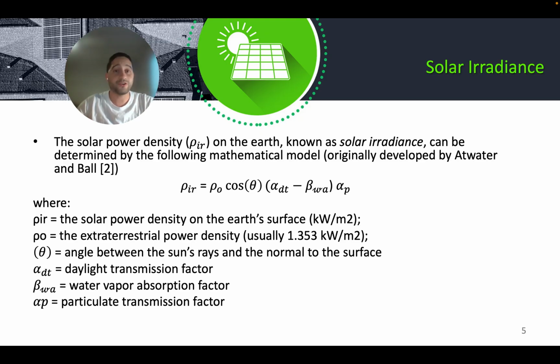The solar power density on Earth, known as solar irradiance, can be determined by the following mathematical model, originally developed by Atwater and Ball. It states that the power of the solar irradiance is equal to the extraterrestrial power density multiplied by the cosine of the angle between the sun's rays and the normal to the surface, which is theta. There's alpha dt, which is the daylight transmission factor, minus beta WA, that's the water vapor absorption factor, multiplied by alpha of P, which is the particulate transmission factor. In the next slide, we'll go through an example to show you how the solar energy is harnessed.